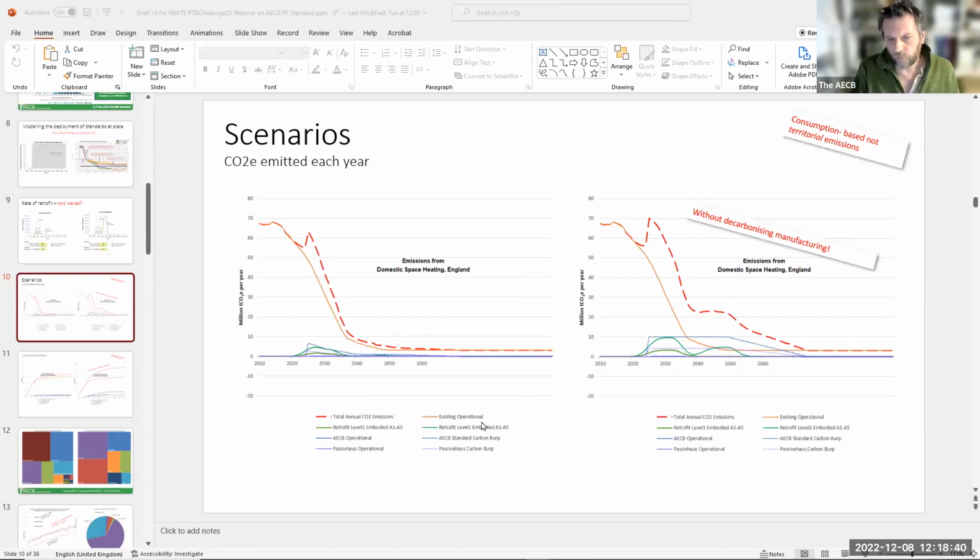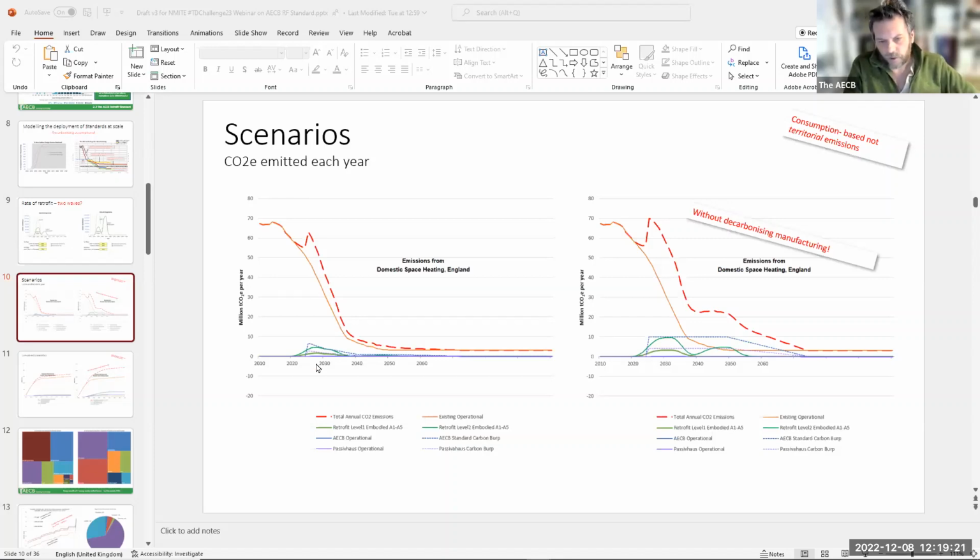To cut a long story short, what we're exploring here is if we apply various retrofit standards and various new build standards to the new buildings going into the stock, how are we likely to be able to bring down the operational energy, the greenhouse gas emissions from space heating. The graph on the left shows applying various AECB retrofit standards, and on the right is a similar thing, but where we don't decarbonize the materials which we are applying to those buildings, the insulation and the new windows and so on.